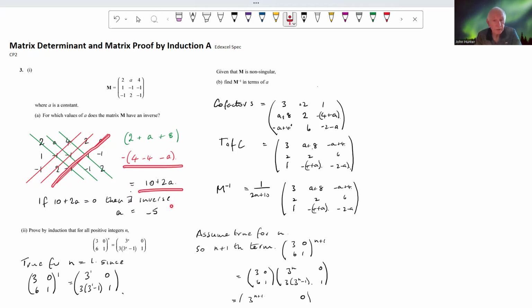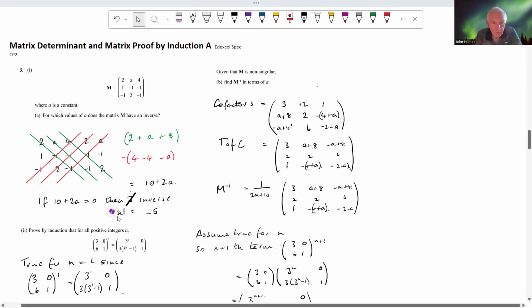And that works out to 10 plus 2a. So that is the determinant of M. So if 10 plus 2a equals 0, then there is no inverse. Just correct that: there does not exist an inverse. So in other words, when a is equal to -5. Right, so that is part a. If you haven't seen Sarrus' rule, I think that's quite neat.